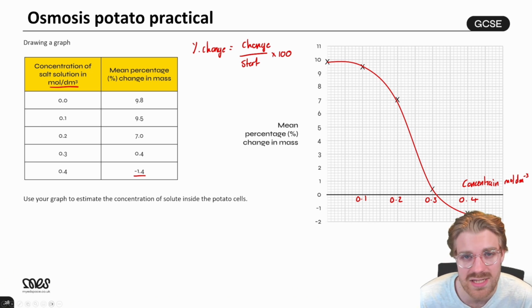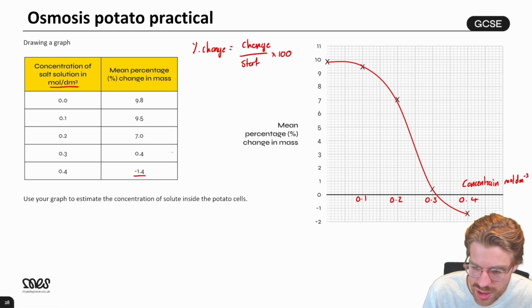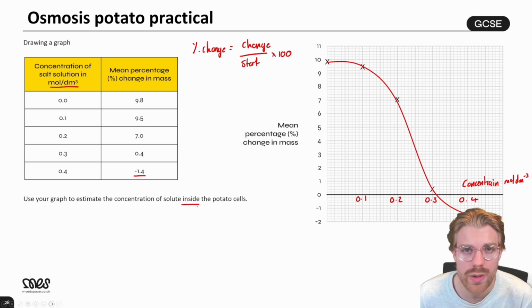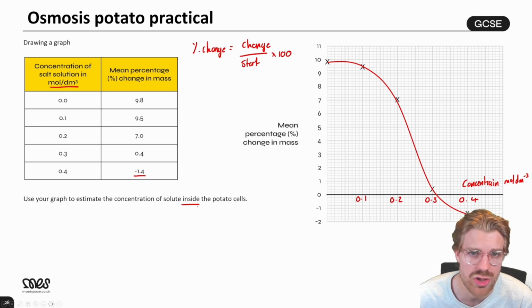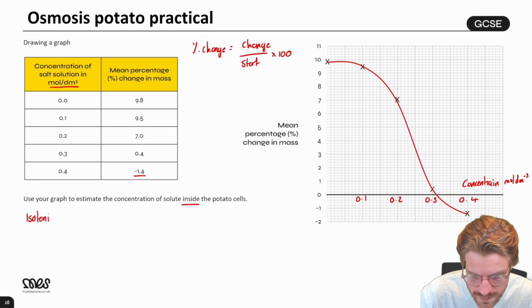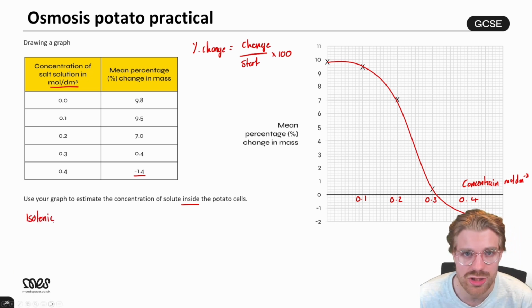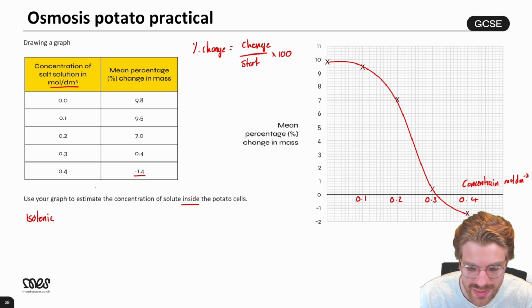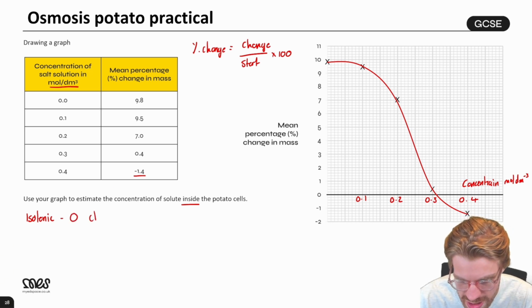And then we need to determine what the concentration is inside the cell. Now, the concentration inside the potato cells, we would be able to work that out if the concentration inside was the same as the concentration outside, if it was at that isotonic point. Now, if the concentration inside and outside are the same, there is going to be 0 change in mass.